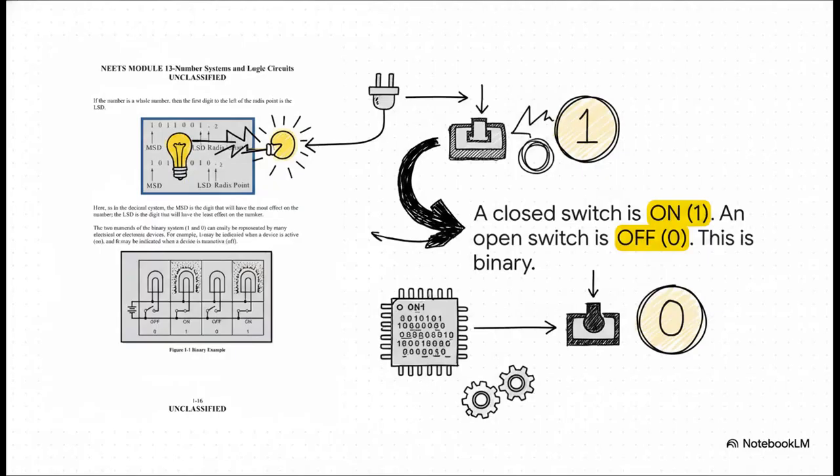And this simple circuit shows you exactly what's happening in the real world. When the switch is closed, electricity can flow through. That's the on state. We call that 1. When the switch is open, the electricity stops. That's the off state. We call that 0. And right there, that's the bridge. That's how we connect physical electronics to the abstract idea of numbers.